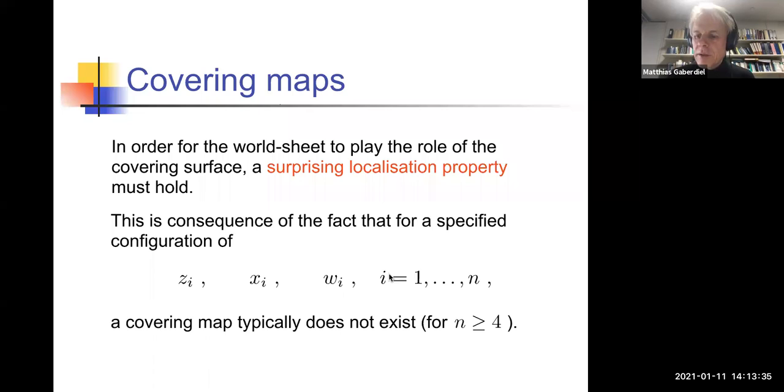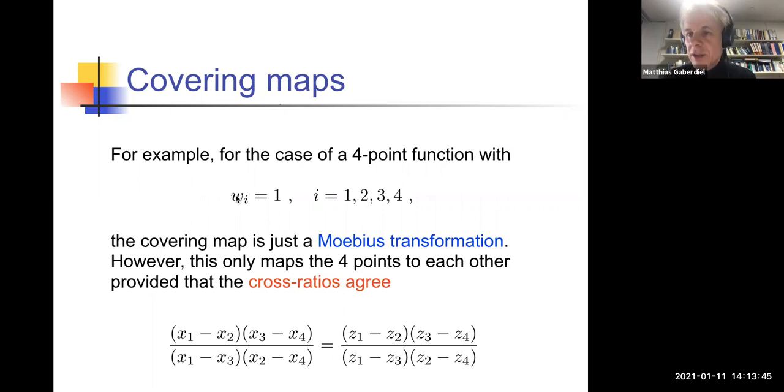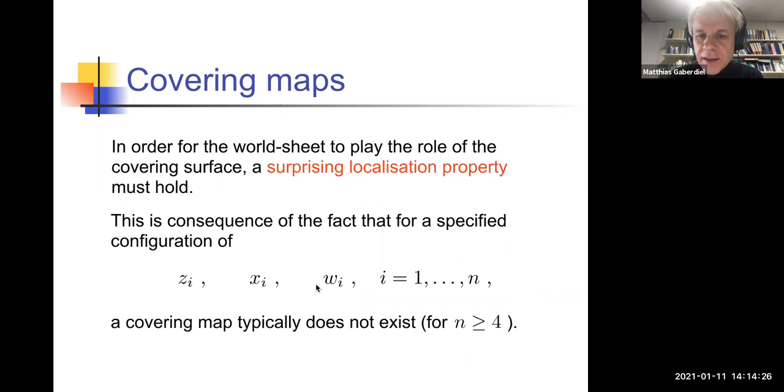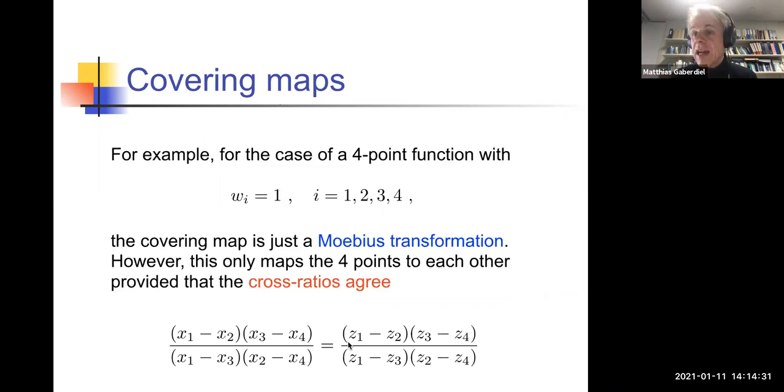but it exists on certain sub-manifolds of certain co-dimension. Now, maybe that sounds a bit abstract, but there is one simple example where this is totally obvious, and that's the four-point function where all the w's are equal to 1. In that case, there is really no twist, and therefore the covering surface is also a sphere. And the covering map must have the property that it maps z_i to x_i. And obviously, for any 3 points I can map to any 3 points with a Möbius transformation, because the only holomorphic maps from the sphere to the sphere are the Möbius transformations. But once I've done that, the fourth point is either going to the fourth point or it's not. This is to say there is only going to be a Möbius transformation, or a covering map, that maps z_i to x_i with all w_i equal to 1 for the four-point case if the cross ratios of the x's and the cross ratios of the z's agree. Otherwise, there's no way I can make it.